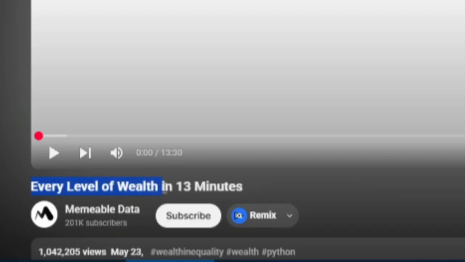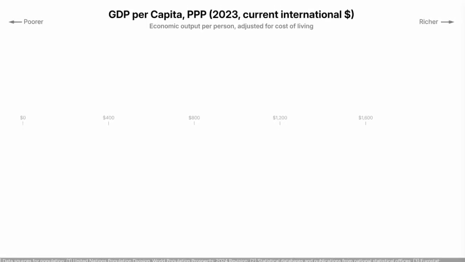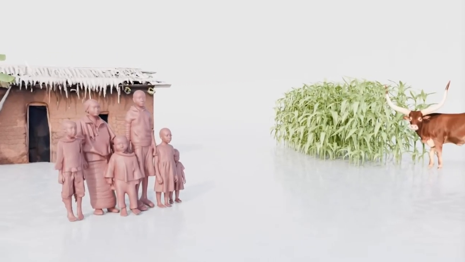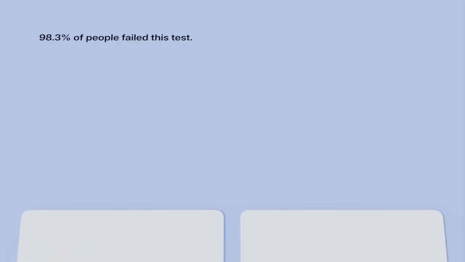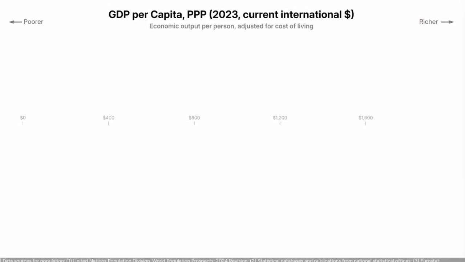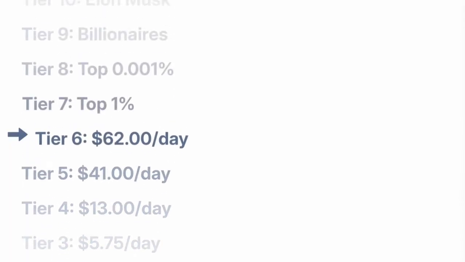Every level of wealth in 13 minutes. Imagine the world is represented by these bubbles. If we resize them according to the population size, we get this picture. I'm going to rank them from poorest to richest and show you how people live around the world. We'll start with farmers living with less than $2 per day and climb all the way to Elon Musk.